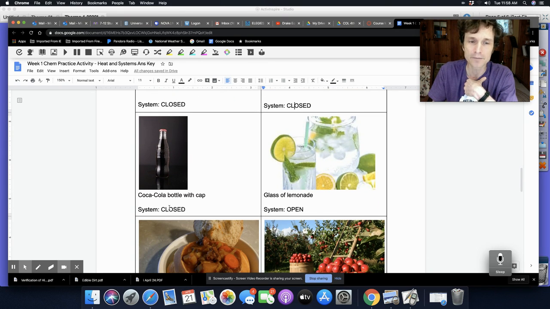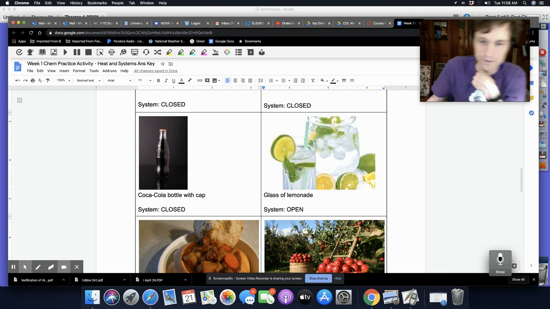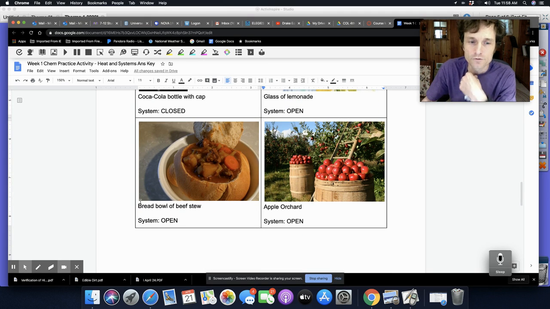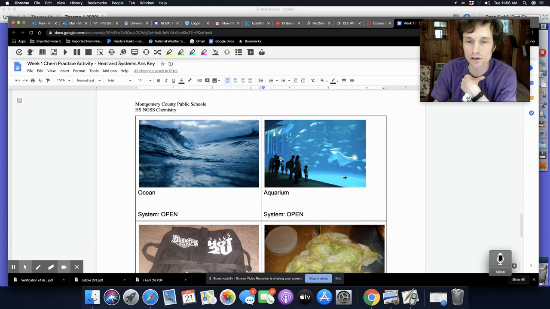A closed cap, meaning you can shake it up all you want, but all the material will stay inside. That's considered closed. And then an open glass of lemonade is evaporating, and so on. Even if it's cold, it's open. And same thing with this wonderful, I wish it was vegan beef, but no, is open as well, as an apple orchard. Material can come in and out. And I believe oceans are also open. Aquariums are open usually. They don't seal them off. So there's an exchange of water, vapor, things like that.